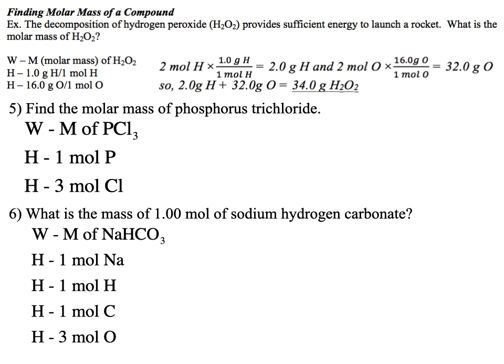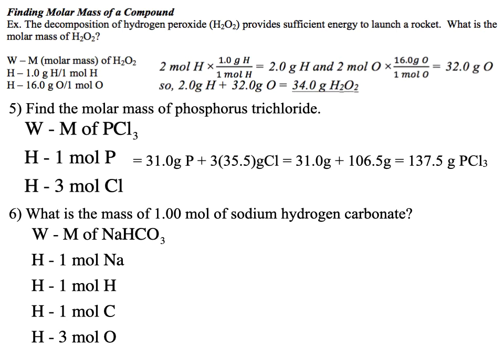So I look at my periodic table and I see for P, it's 31.0. I see for Cl, it's 35.5. So you'll notice in my calculation, I have 31.0 grams of P plus 3 times 35.5, which is 106.5 grams for Cl. I add those two together, I get 137.5 grams.